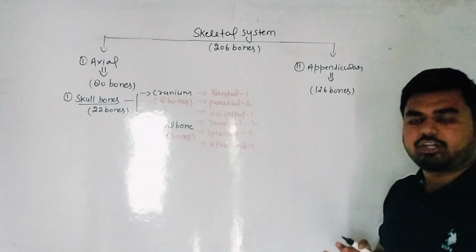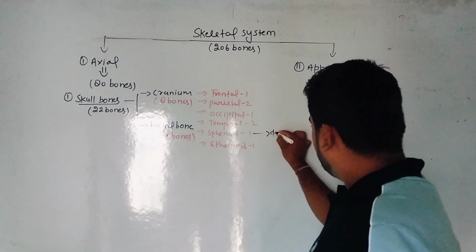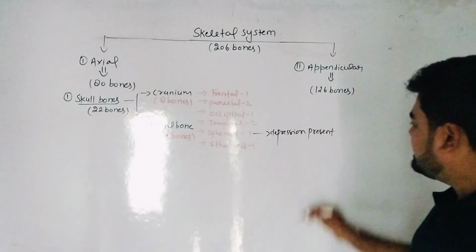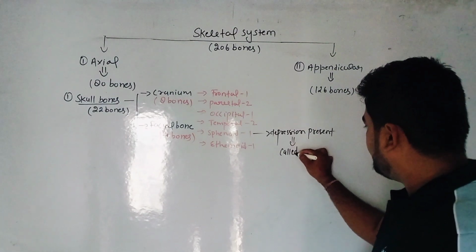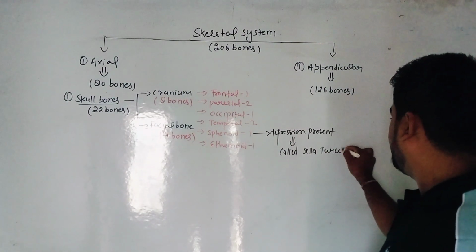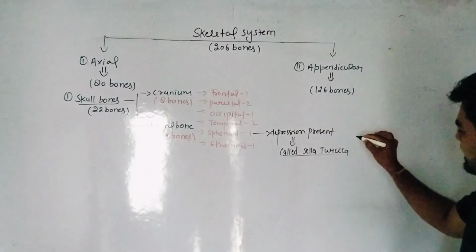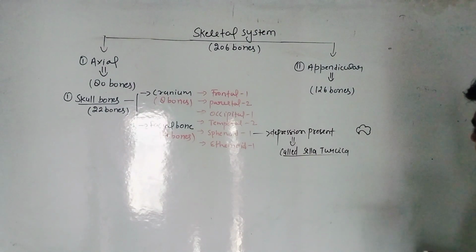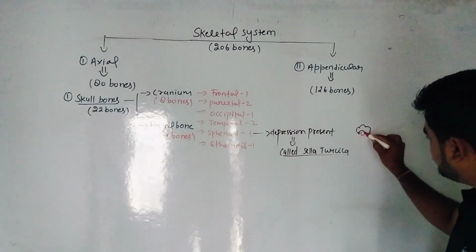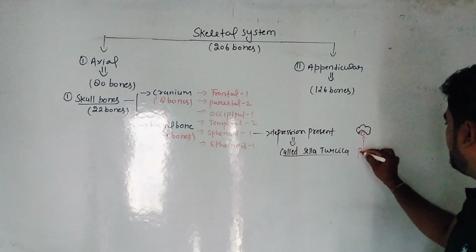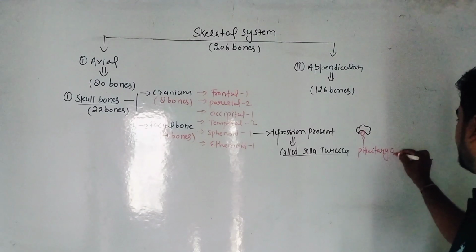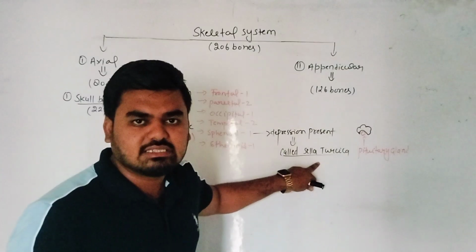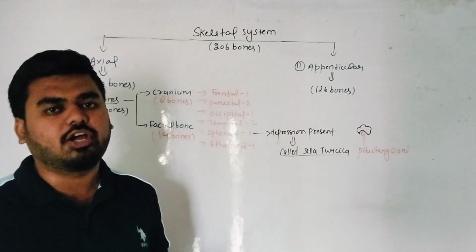Now remember one more thing here. The sphenoid is a very important bone. In the sphenoid bone, a depression is present, and this depression is called the sella turcica. In that depression, the sella turcica region, one important gland is present, known as the pituitary gland. So the location of the pituitary gland is the sella turcica region, and the sella turcica is a depression found in the sphenoid bone.